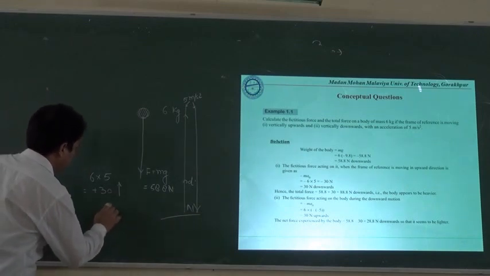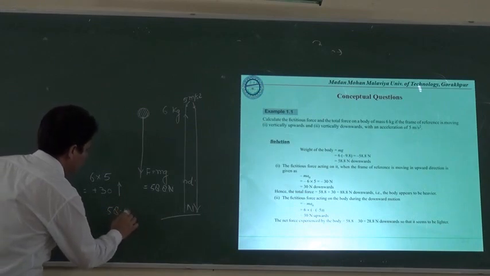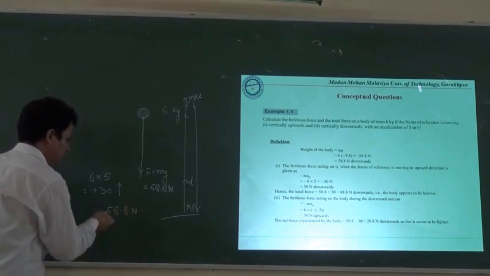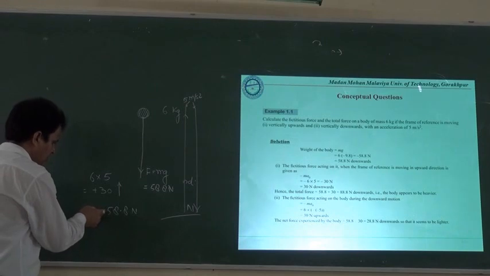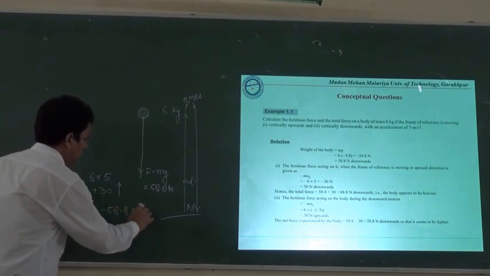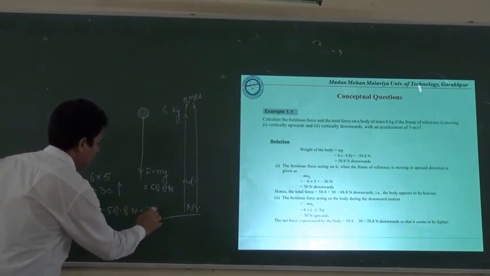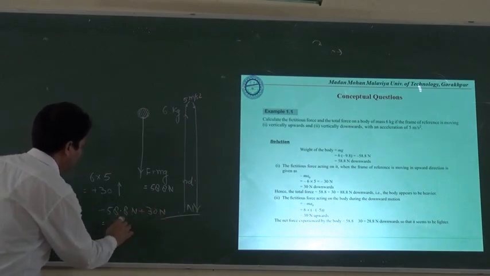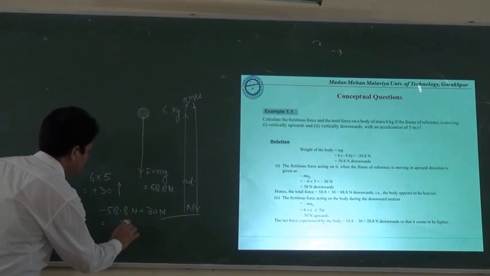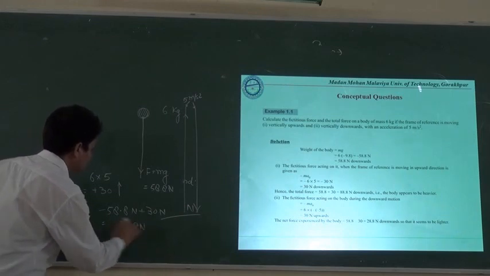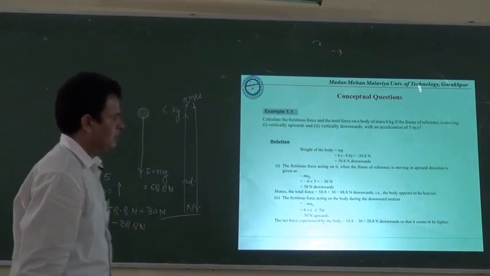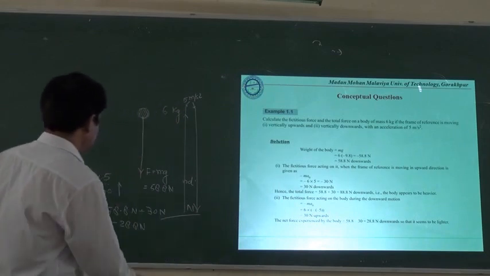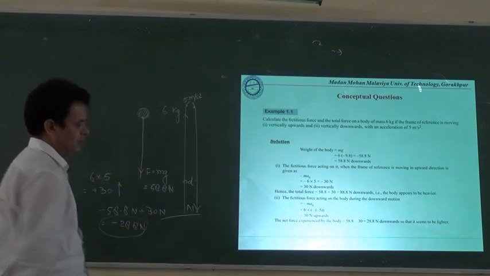58.8 Newton. Since it is in the downward direction, you may have the negative sign, and this is in the upward direction, that's why we will have this positive sign, and finally we will have the 28.8 Newton with a negative sign. That negative sign means that this is acting in the downward direction.